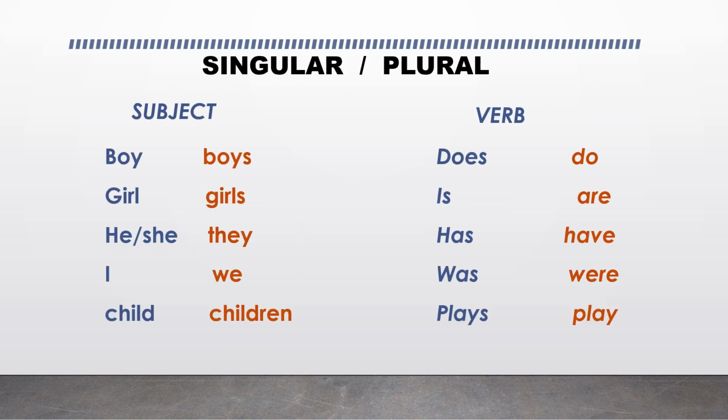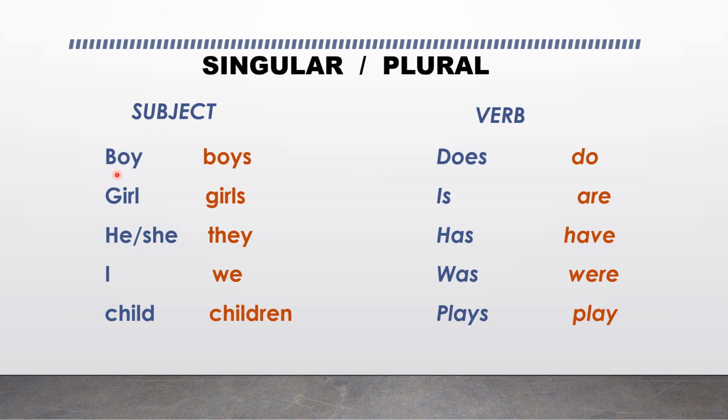This agreement, subject verb agreement, is essential for constructing grammatically correct sentences and for clear communication. अगर grammatically correct sentences frame करने हैं या communicate हमने correctly करना है, for that our subject must agree with the verb we are using. For example, here I have written some subjects and the verb also.